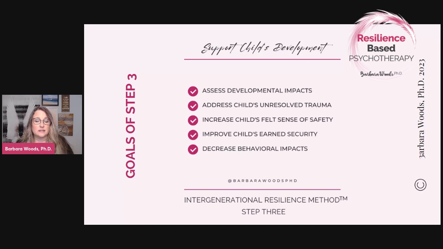That lowering of behavioral impacts is really the main goal, because that's probably what the parents are struggling with, what the schools are struggling with. But we have to do this. We have to clear out all these other impacts in order to get the impact of trauma and intergenerational trauma to not cause behavioral disruptions.